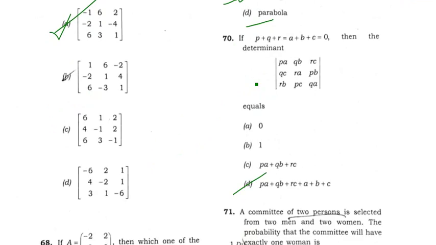70th question is: P + Q + R = A + B + C = 0. Then the determinant with entries PA, QB, RC, PB, QC, RA and so on equals what? Option D is right: PA + QB + RC equals A + B + C.